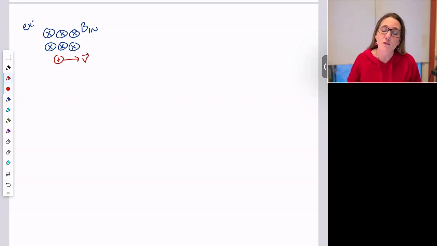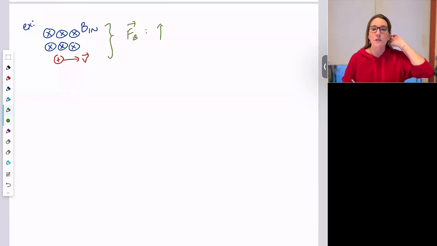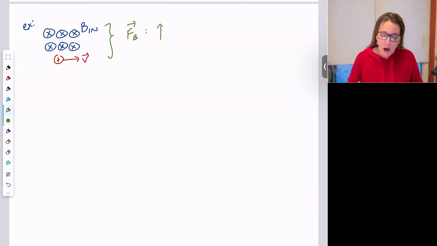So you can practice your right-hand rule that V cross into the page. Here, we're going to get a magnetic force that is going to be upwards towards the top of the page. You can see why in the original definition of magnetic field that we did have to take into account if the magnetic field and the velocity had any perpendicular components.